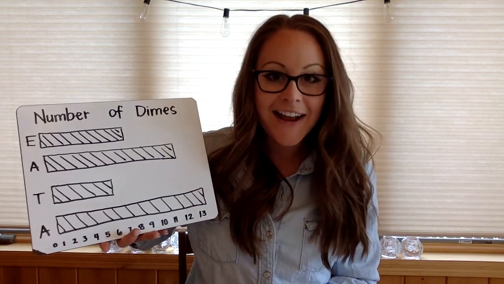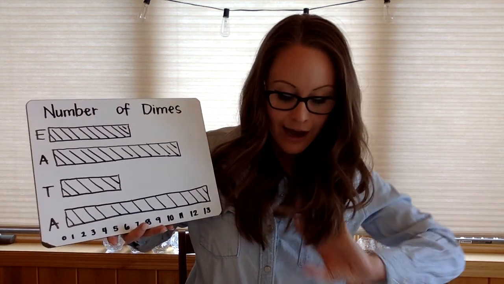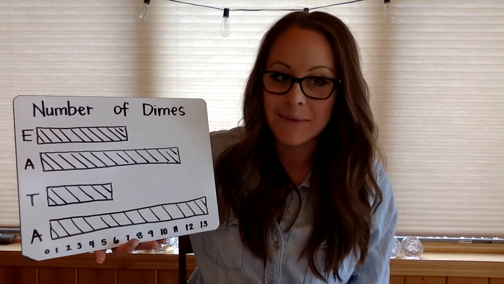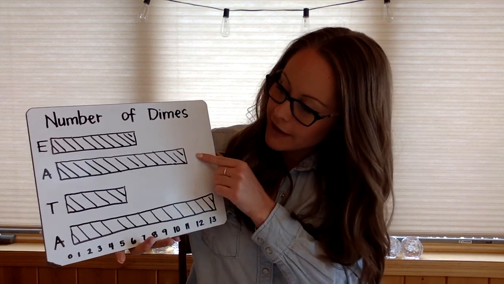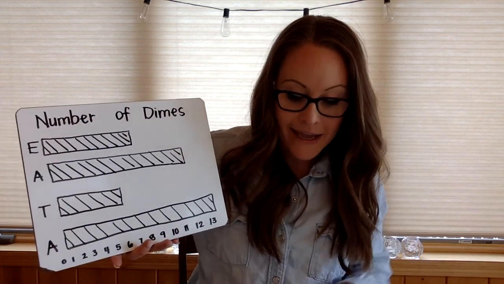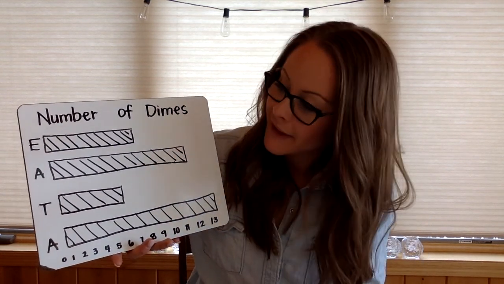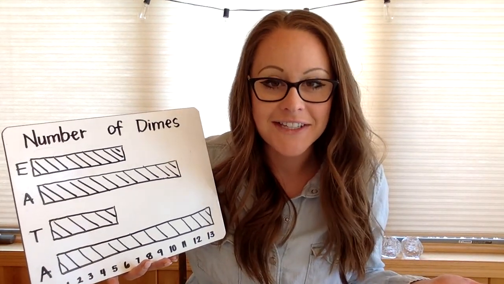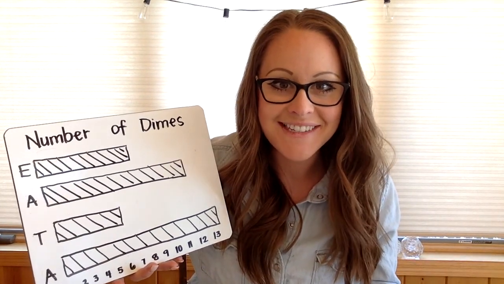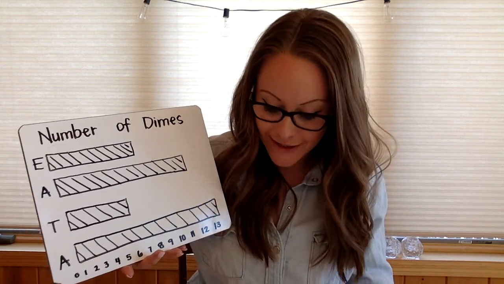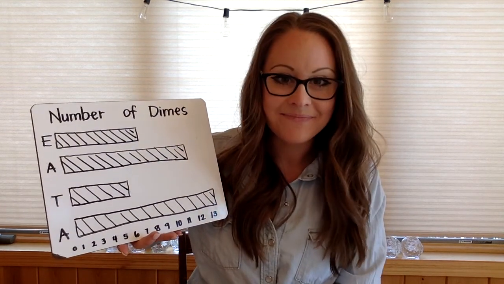So letter A says, how many more dimes does Andrew have than Emily? So Andrew's over here and Emily's over here. And so we saw that Andrew had 12 and Emily only had 8. So we want to know what's the difference. So what is 12 minus 8? Do you remember? 4. That's right. So that's going to be for letter A.